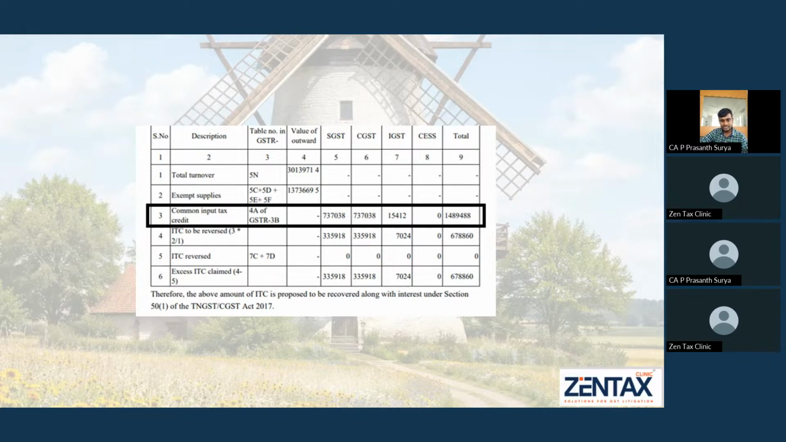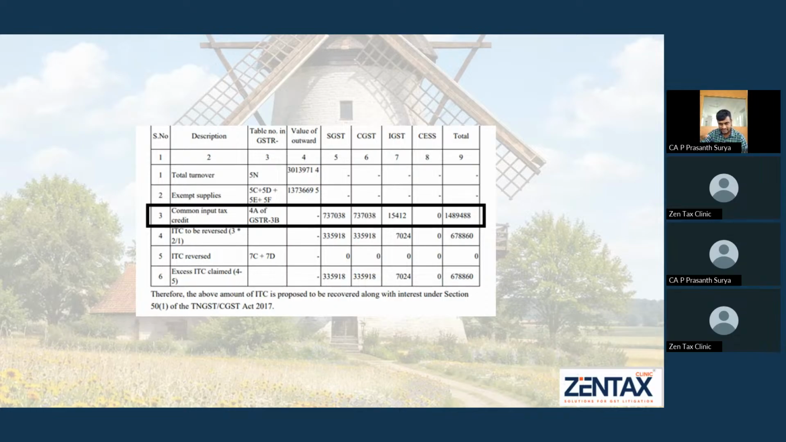But there is some ITC, mainly with respect to indirect expenses, where the expenses are common with respect to both taxable turnover and exempted turnover. The classic example of that is, say for example, rent, because you have a principal place of business through which only you do both the taxable supply and the exempted supply. In that scenario, the rent given for the factory building or the office building or the head office building, whatever it is, is for effecting both the taxable supply and the exempted supply.